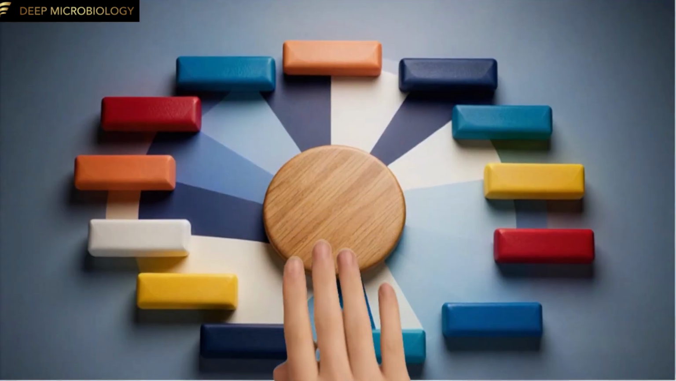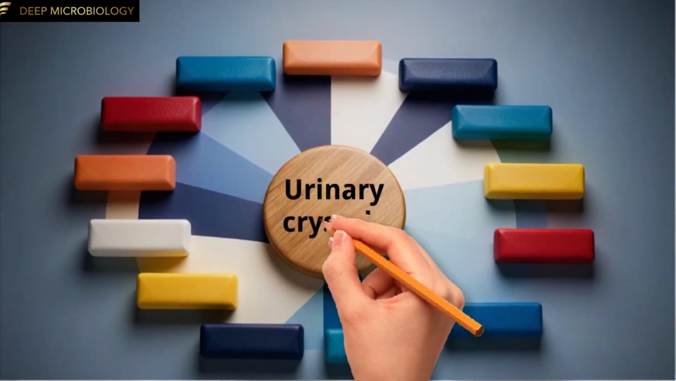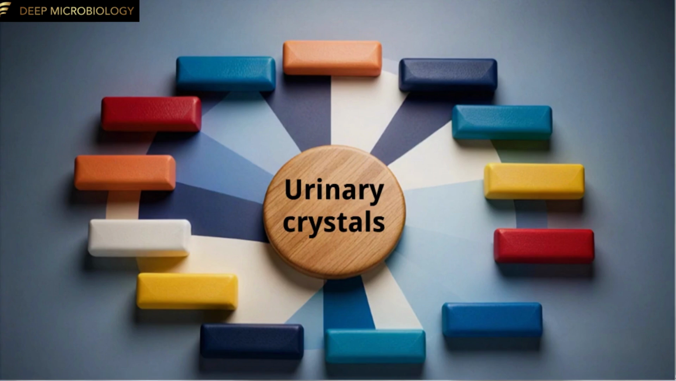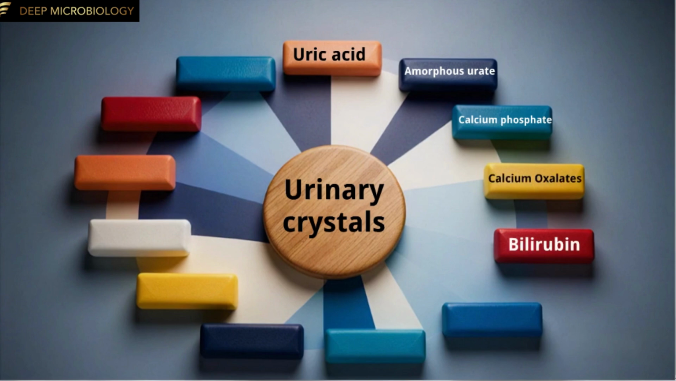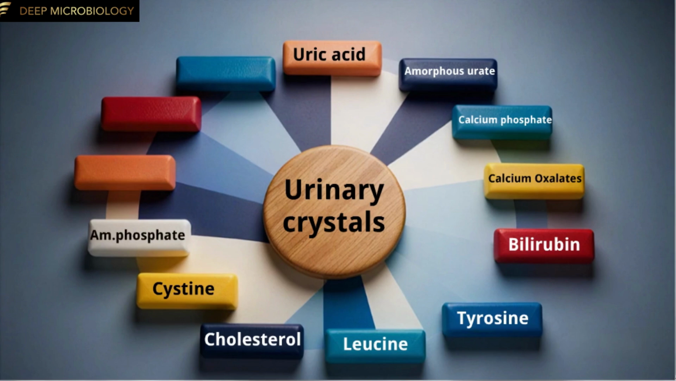Now, let's explore the various types of urinary crystals and their medical importance. 1. Uric acid. 2. Amorphous urate. 3. Calcium phosphate. 4. Calcium oxalates. 5. Bilirubin. 6. Tyrosine. 7. Leucine. 8. Cholesterol. 9. Cystine. 10. Amorphous phosphate. 11. Triple phosphate. 12. Biurates or ammonium urate crystals. 13. Drug crystals.